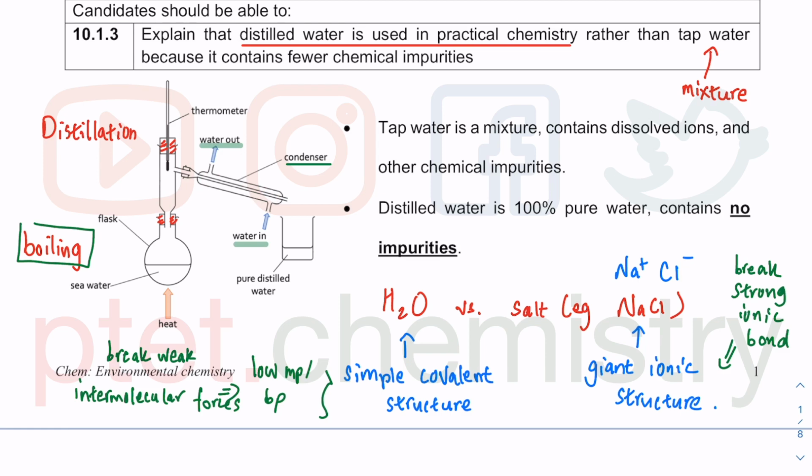That's quite dangerous. What you get collected here is pure distilled water, and the temperature on the thermometer should read 100 degrees Celsius as you collect this liquid. So what we are going to do here is the second process. This is called condensation. Condensation is basically the vapor turning back to liquid. So two processes there, boiling and also condensation. And distilled water being 100% pure, that's what we use in practical chemistry. It doesn't contain any impurities or whatnot.